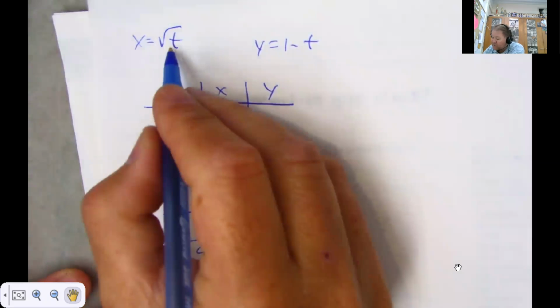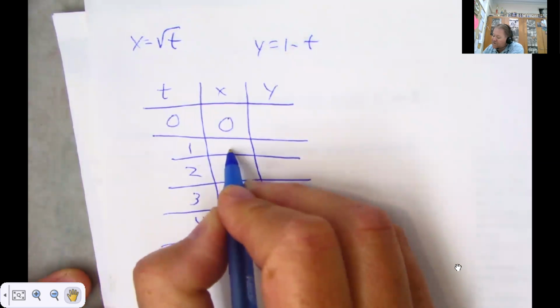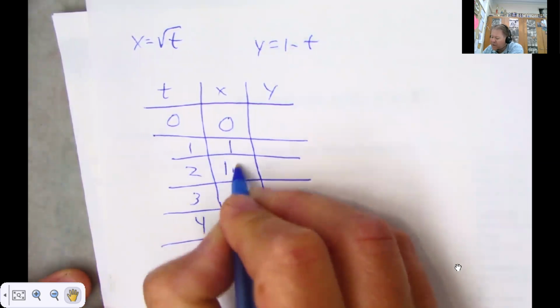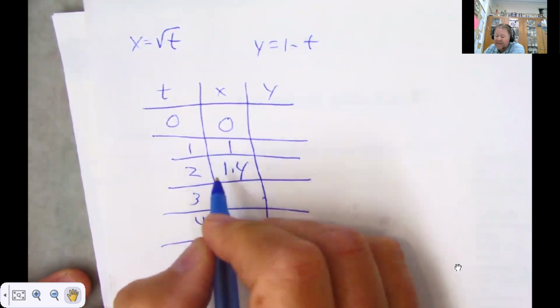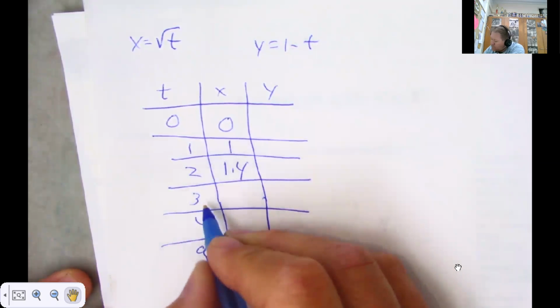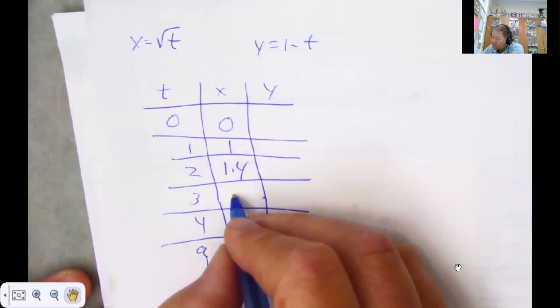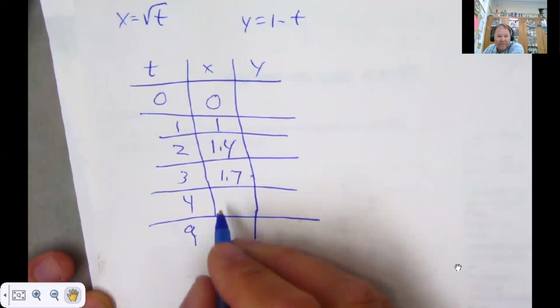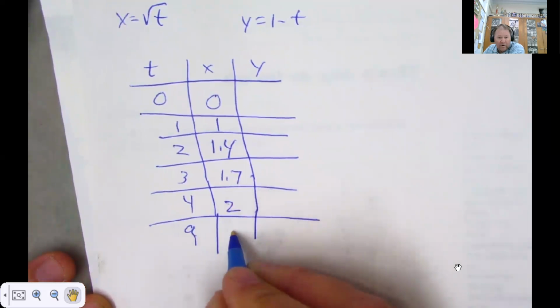When t is 0, x is 0. When t is 1, x is 1. When t is 2, it's the square root of 2, which I think is about 1.4. When t is 3, that's the square root of 3, which I think is 1.7. If I'm wrong, this does not count as an extra credit point. Here, I got a calculator. The square root of 2 is 1.4, and the square root of 3 is 1.7. And then the square root of 4 is 2, and the square root of 9 is 3.